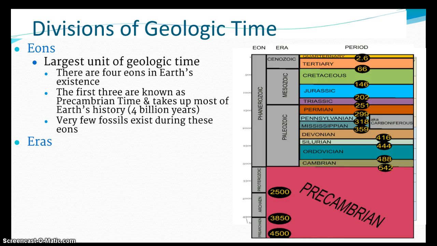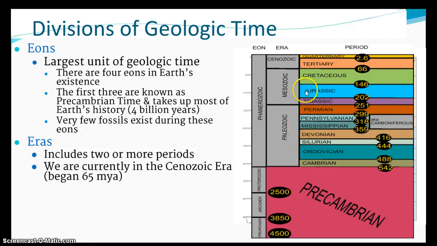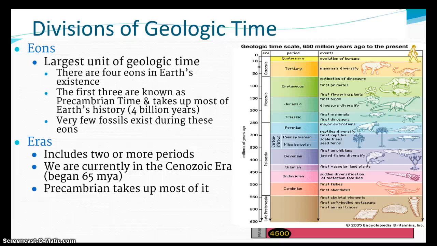Next, we divide geologic time into eras, and that includes 2 or more periods. And right now we're in the Cenozoic era, and we've been in that for about 65 million years. Again, Precambrian takes up most of all of these. And this just shows you some of the eras that we've had. There's the Paleozoic, Mesozoic, and Cenozoic, which are the more recent ones.